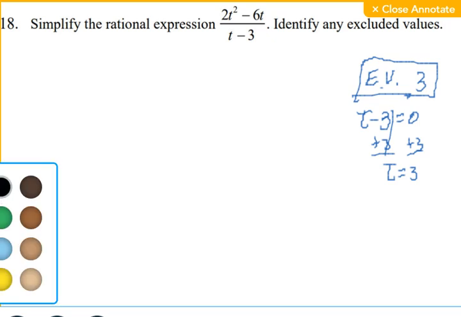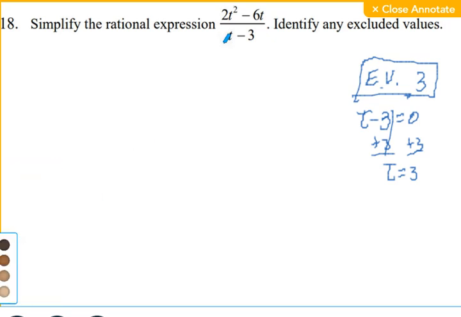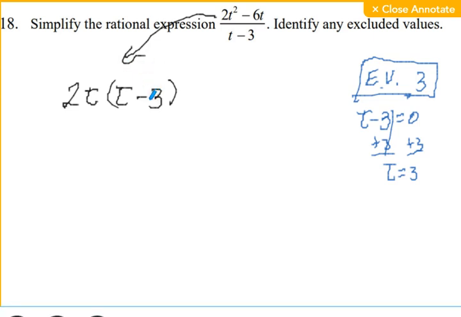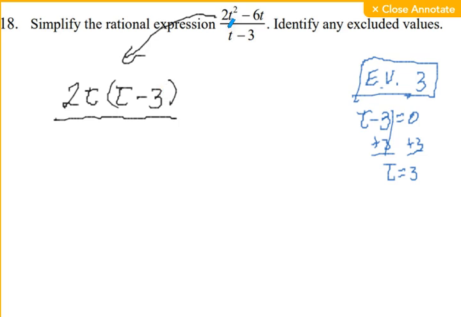So first things first, we need to factor both the numerator and denominator. Let's start with the numerator. Is it a standard form? Yes. Is there a GCF for the numerator? Yeah, 2t is our GCF, and we're left with t minus 3 over. Can we factor the denominator more? If we did need a GCF, what would it be? Yes, 1. And we would write it as 1 times t minus 3.